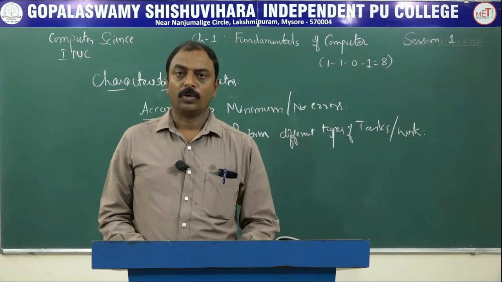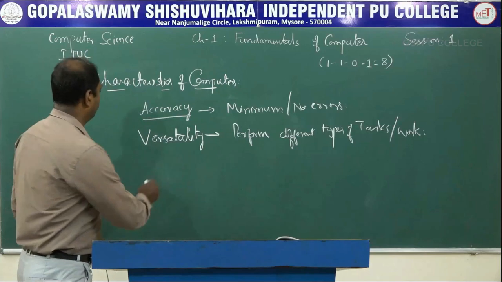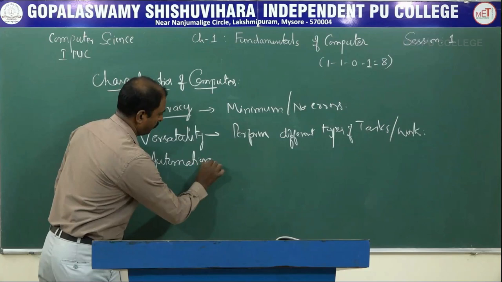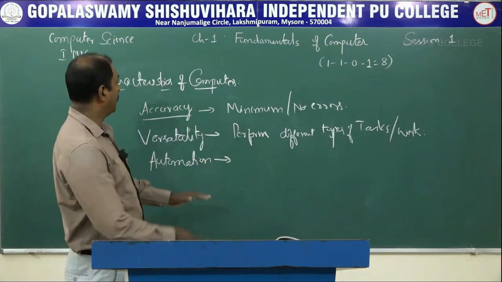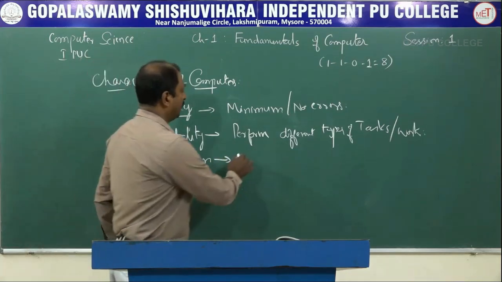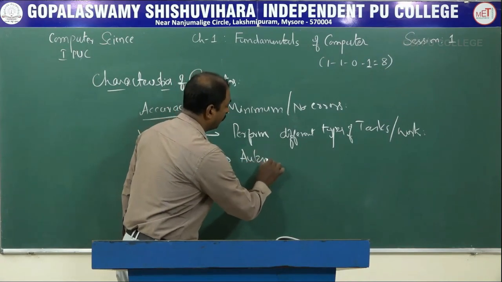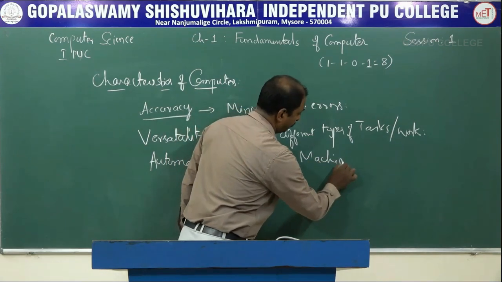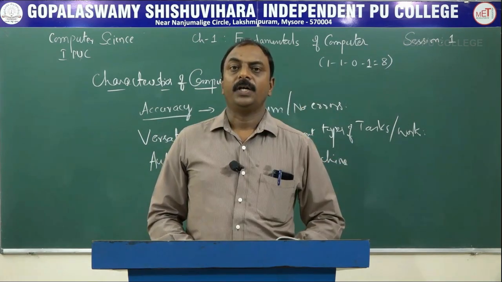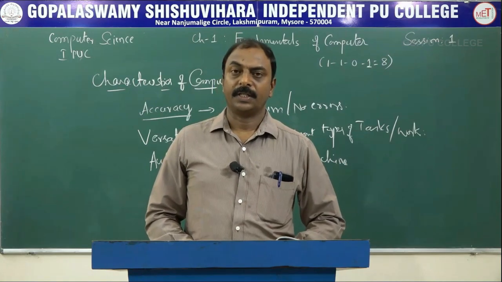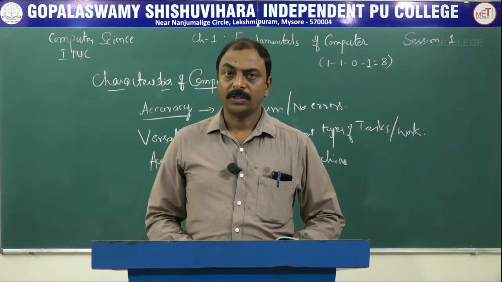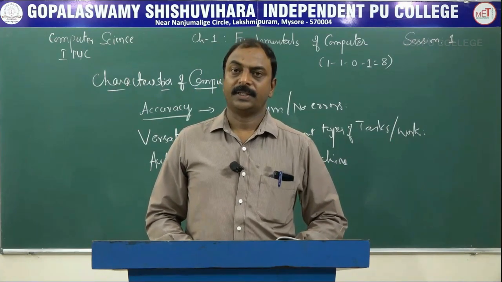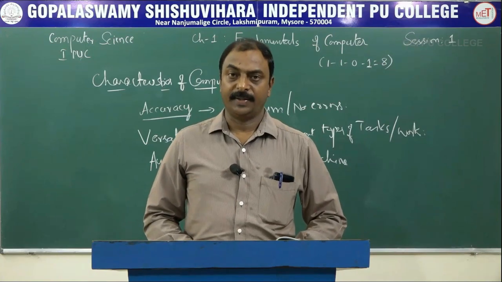Now let us move on to one more characteristic, automation. So what is the meaning of the term automation? The meaning is, it is an automatic machine. For example, if there are thousands of instructions given to it for a task, the computer completes all these sets of instructions at a time.